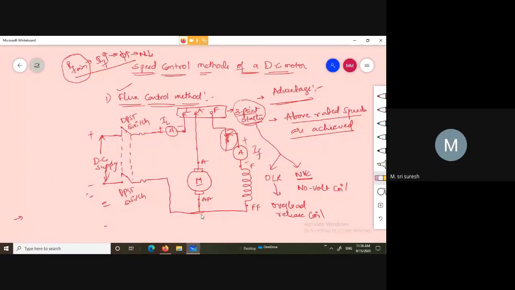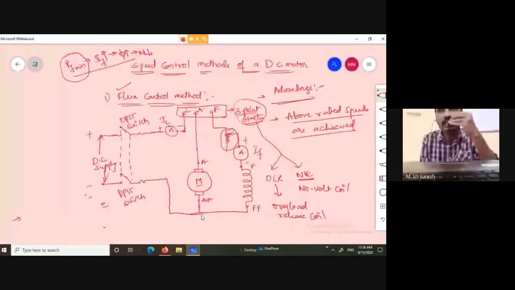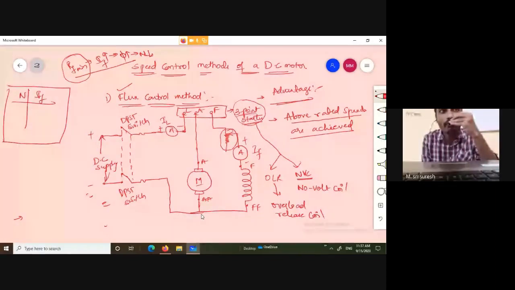So initially the resistance is at the minimum resistance point. We are talking about the speed. Here the speed is measured with a tachometer. The readings we have to observe are in this tabular form. N indicates the speed and IF is the field current. This is the IF value indicated in this ammeter, and the speed is noted with the help of a tachometer. A tachometer is a measuring device which measures the speed of a rotating machine.